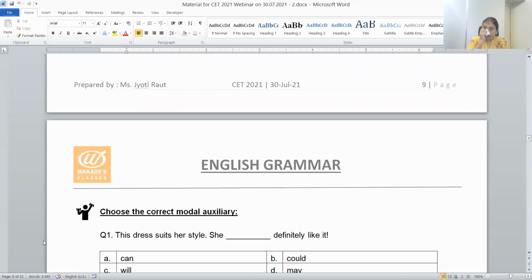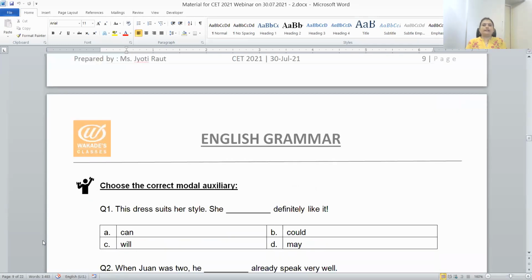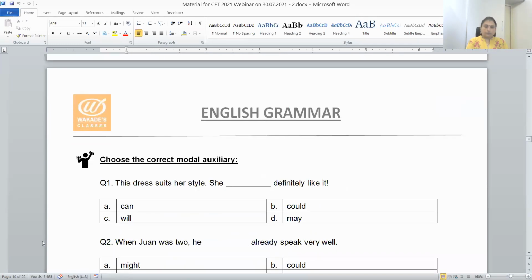So children, are all the modal auxiliaries with their functions and examples clear to one and all? Please let me know. When you read it again, it will definitely be clearer. Okay.